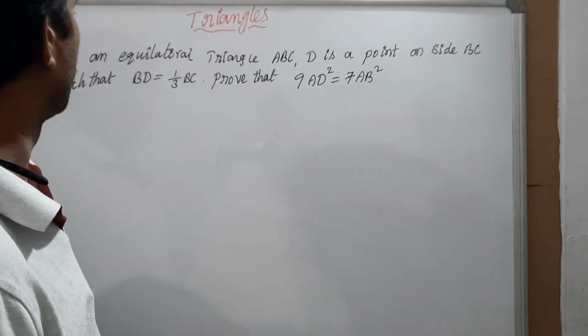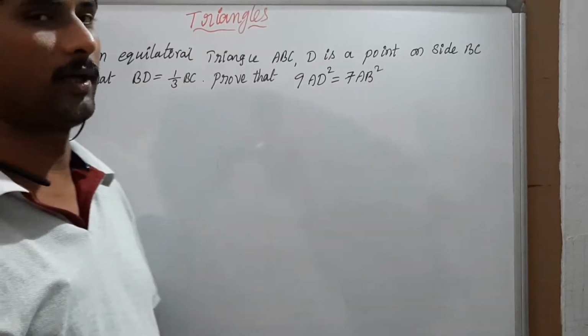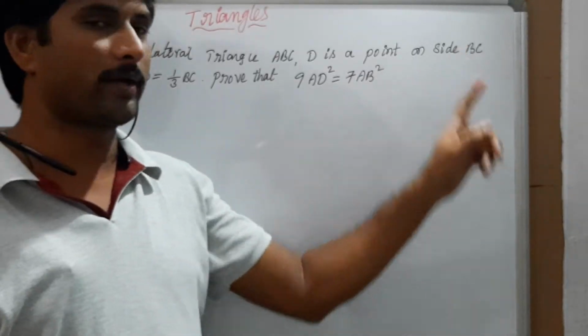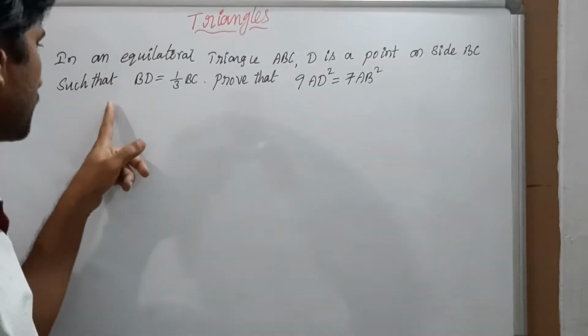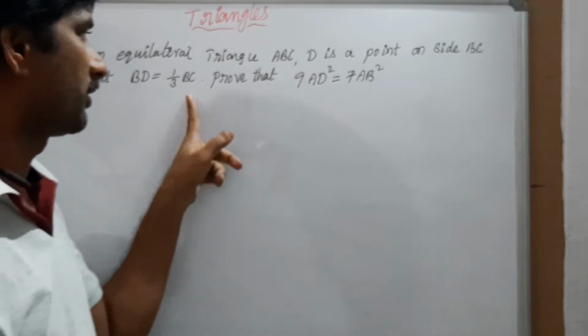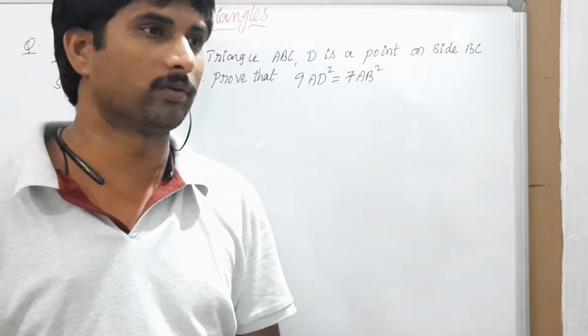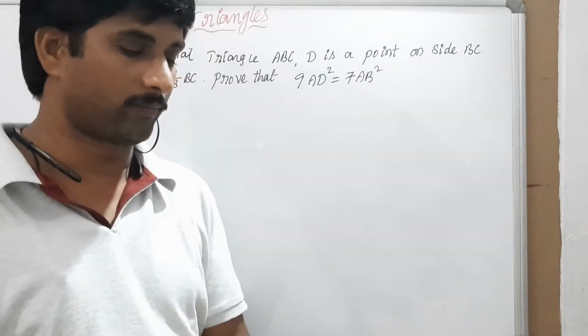Now coming to the question: in an equilateral triangle ABC, D is a point on side BC such that BD equal to 1/3 of BC. Prove that 9AD square equal to 7 into AB square.